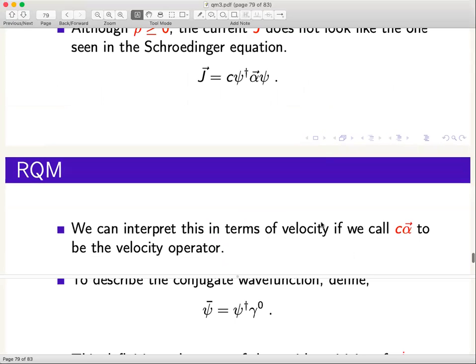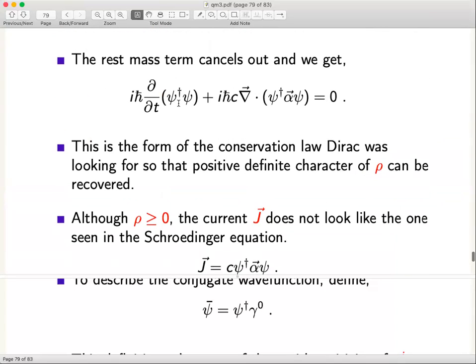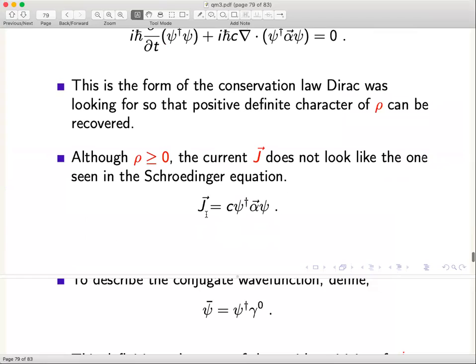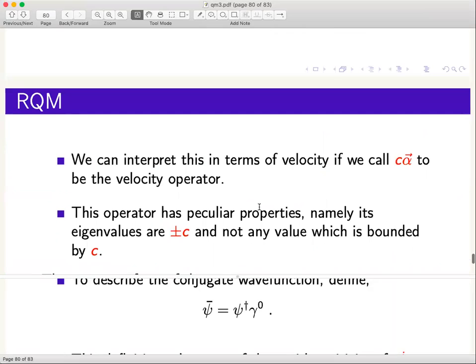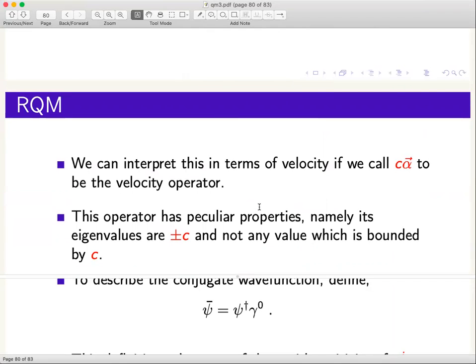So we can call c times alpha vector the velocity operator, and if you do that, then you can try to interpret J vector as a kind of current density. Remember, psi dagger psi would be like a charge density, and if you want to interpret this as a current density, you have to have some velocity factor sitting around, and therefore c times alpha vector is something we want to interpret as a velocity vector. Now that is fine. We can always, just by fiat, define something as a velocity operator.